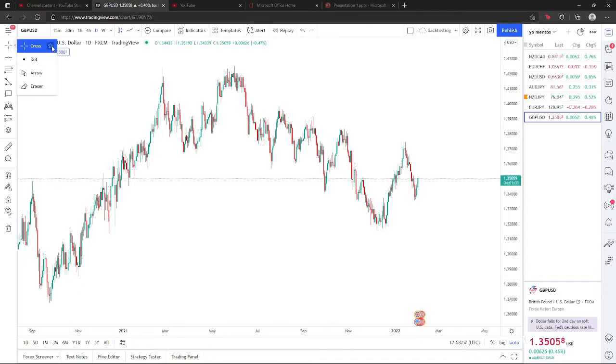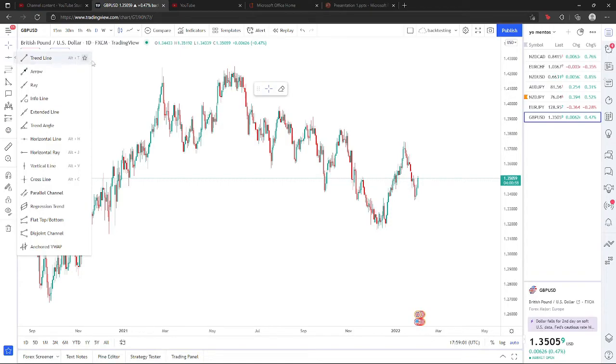So we have the cross, we use the cross, we do use the eraser. We can go on to the next one. So we do use trend lines, guys, so you want to add that. We use the arrow as well. We use the horizontal line. Then we can move to the next.